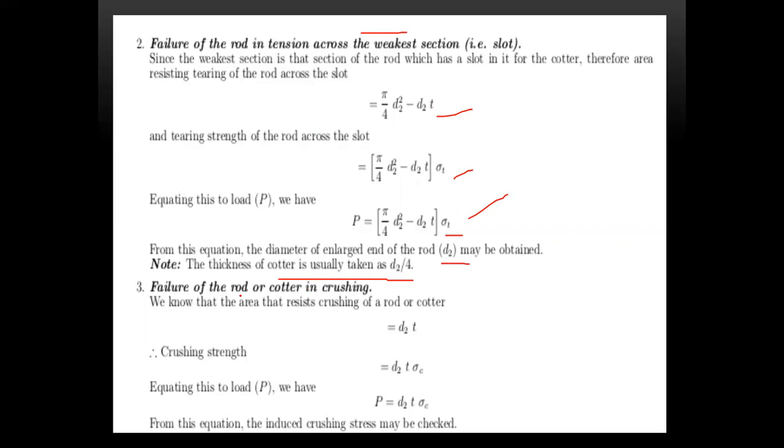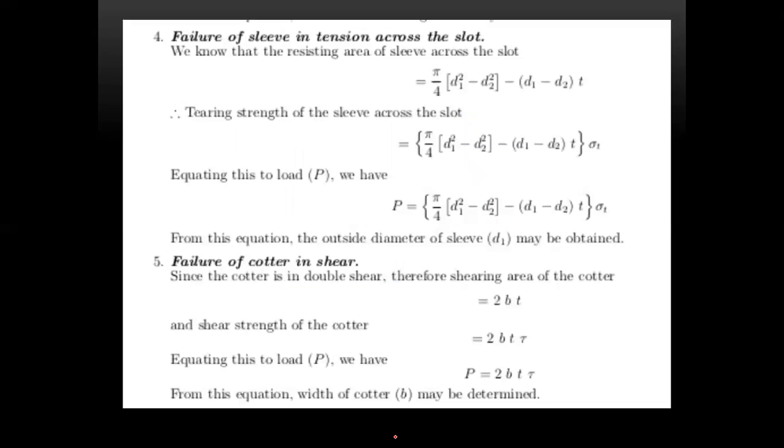Next, the third one is failure of rod or quarter in crushing. We know that the area is equal to d2 into t. The crushing strength is equal to d2 into t into sigma c. Therefore, the load P is equal to d2 into t into sigma c. Therefore, equating, the induced crushing stress may be checked.